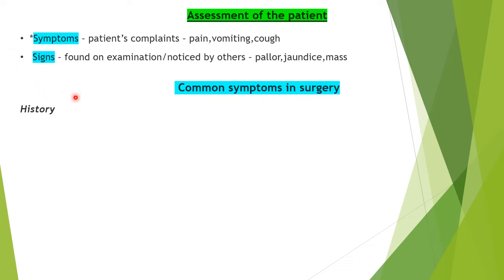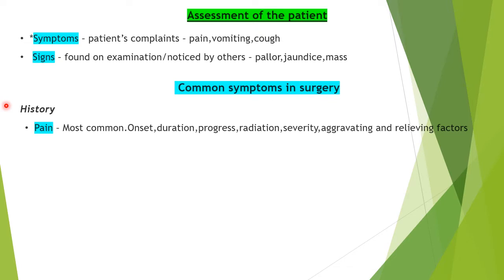Now, what are the common symptoms in surgery? History taking will reveal a number of symptoms, among which pain is the most common symptom in surgery. Most common, and you must be able to work out its onset, duration, progress of the pain, radiation of the pain to other sites, severity, aggravating and relieving factors, and so on. All these are important factors that you must be able to get in detail from the patient.